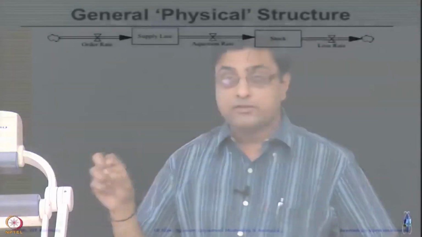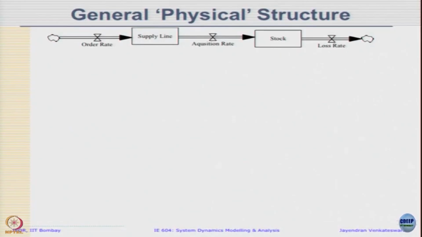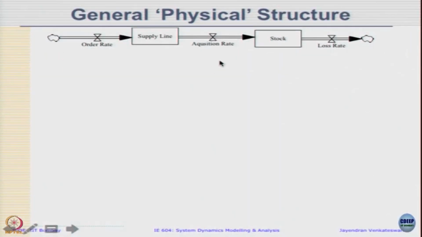The general physical structure of the flow can be simply modeled as an order rate, then something in the supply line, and an acquisition rate which affects the stock, and then a loss rate. Most often we are used to looking at the stock and the loss rate to make decisions. The supply line is very difficult to capture. We take a call on the order rate without accounting for the supply line or acquisition rate.